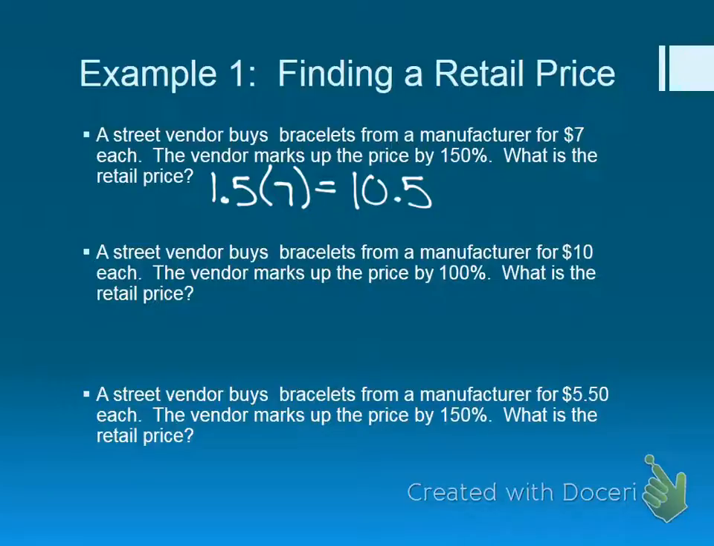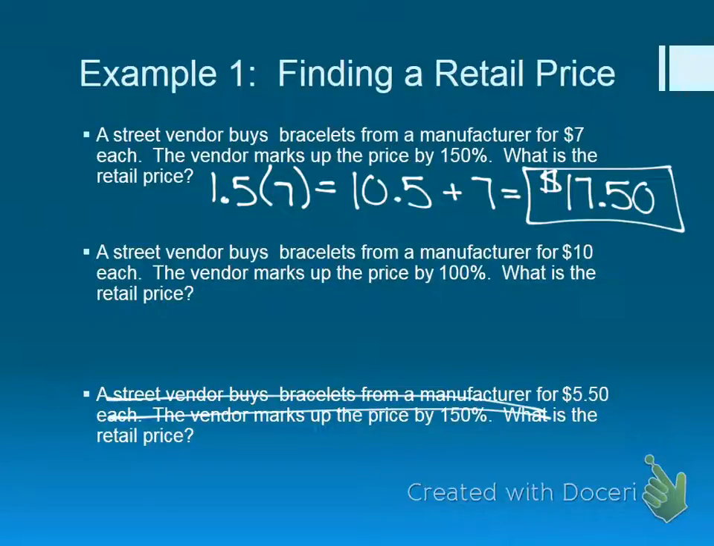But is that what it asked me to solve for? No. What does it want to know? What's my retail price? So I take the amount of my markup and I add it back to my original price, and that gives me my new price, okay, of $17.50. So the reason I added it, guys, is because it was a markup. Guess what you do if it's a discount? Subtract. Because if it's on sale, you pay less.